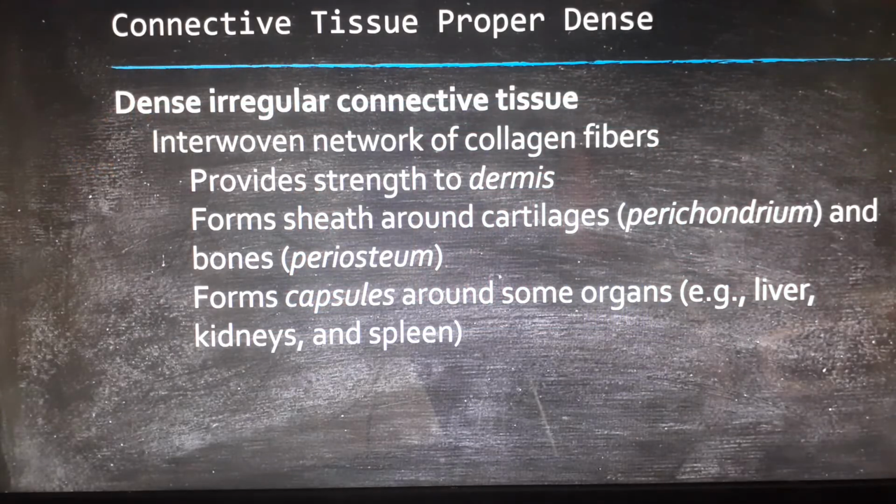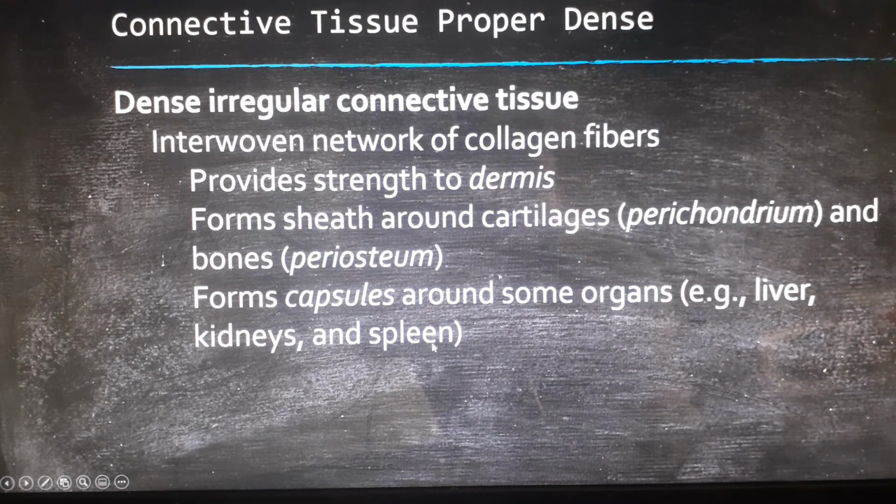Dense irregular means we take the collagen fibers and rather than putting them all one way, we put them every way because we need strength in every direction. So we're going to do this in the dermis. We're going to put it around cartilages in the form of the perichondrium and around bones in the periosteum. And we'll even take some of our very special organs and we'll make a capsule, which is a thicker covering around the outside of the organ. And ones that we are going to do that for are the liver, kidneys, and spleen.